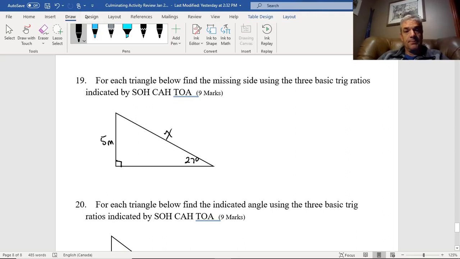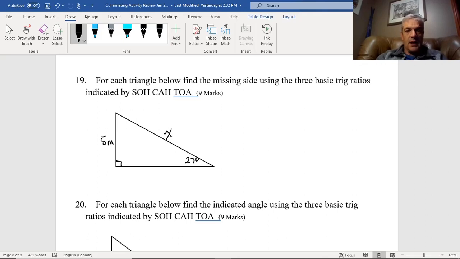So we're almost there. For each triangle below, find the missing side using the 3 basic trig ratios indicated by SOHCAHTOA. SOHCAHTOA tells us that sine theta equals opposite over hypotenuse, cos theta equals adjacent over hypotenuse, and tan theta equals opposite over adjacent. Okay, so the first thing I strongly recommend students do, although it's not really 100%, and I do give marks for it, so I'm going to say you have to do it, is label the sides with respect to the reference angle.